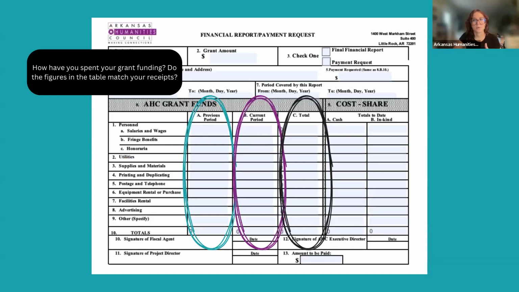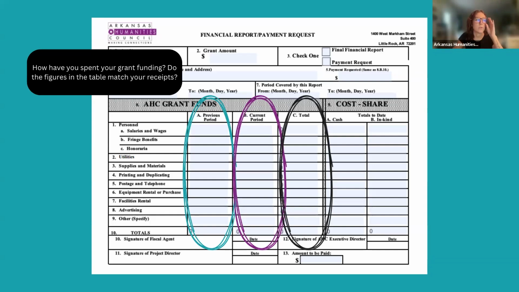If I have folks who are still working with quarterly reports, if you incurred expenses between your grant agreement and quarterly report, you would put those in the purple. And when you get to the final report, you'll move the purple circle to the teal one, and then quarterly report to final report expenses will be in the purple circle.